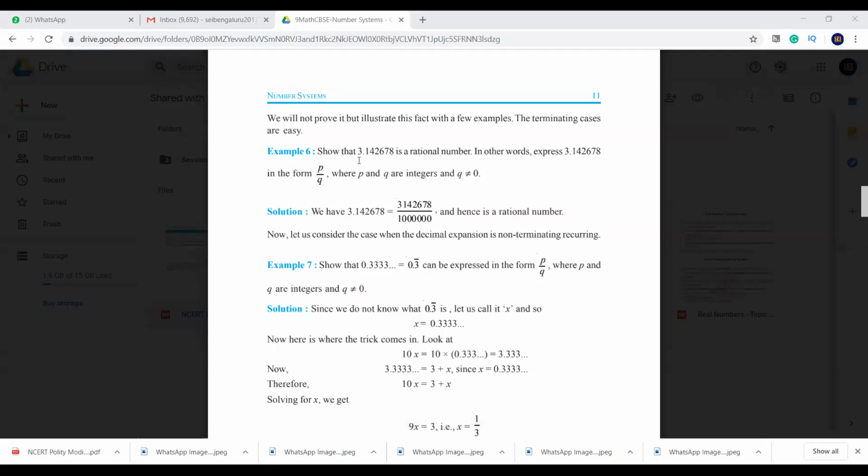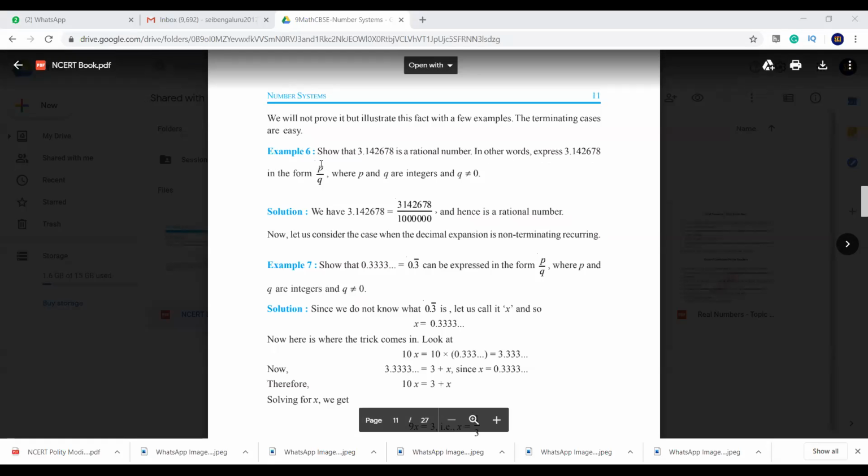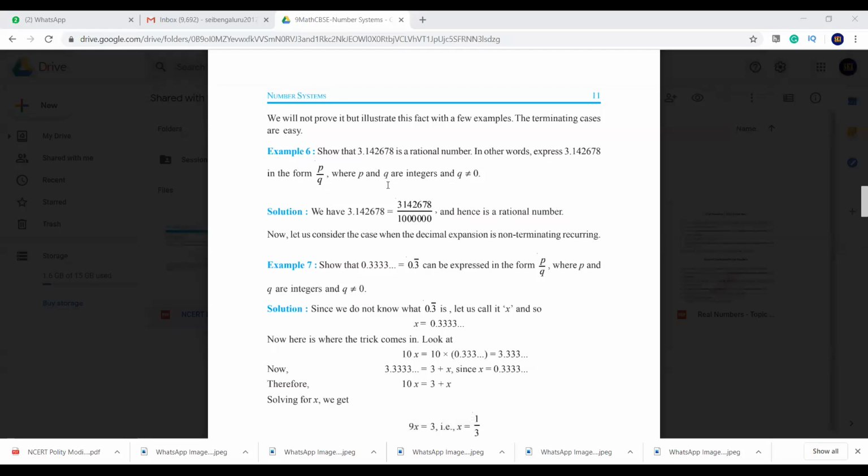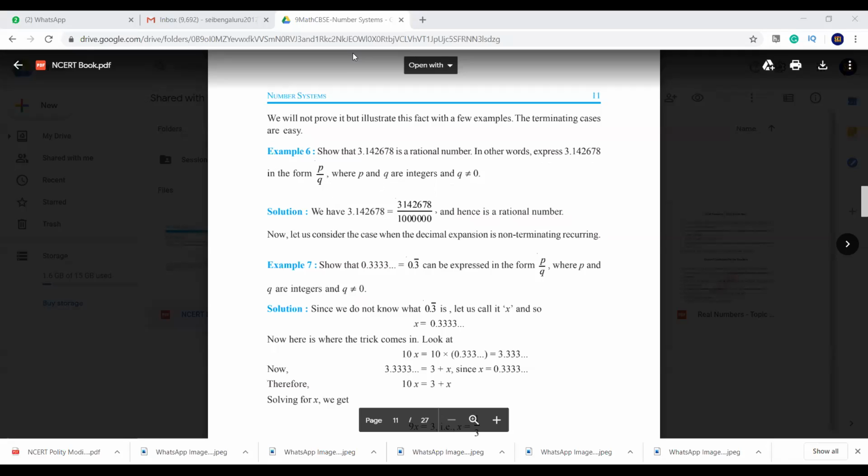Show that 3.142678 is a rational number. In other words, express it in the form p by q, where q is not equal to 0 only; then this exists. Now what we can do, take 3.142678.